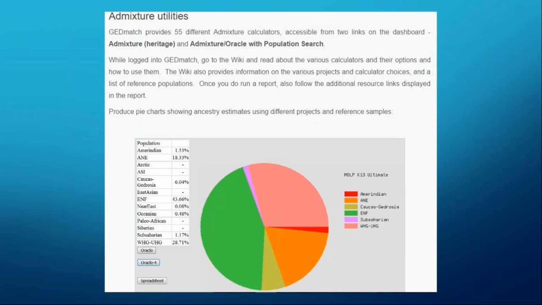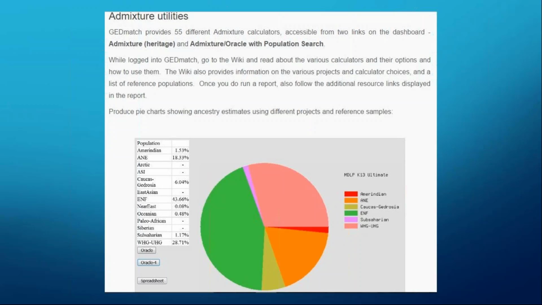Admixture utilities. We all know the problem with estimating ethnicity, and a lot of it has to do with what's the reference population. The nice thing about GEDmatch is that they have several tools, 55 different admixture calculators, not just one. And you can make graphs and do their predictions and see how much they vary. And often, again, it's going to be based on the reference populations that each individual tool uses. So in this particular one, you can see that this person, based on the green ENF, 43.66%.